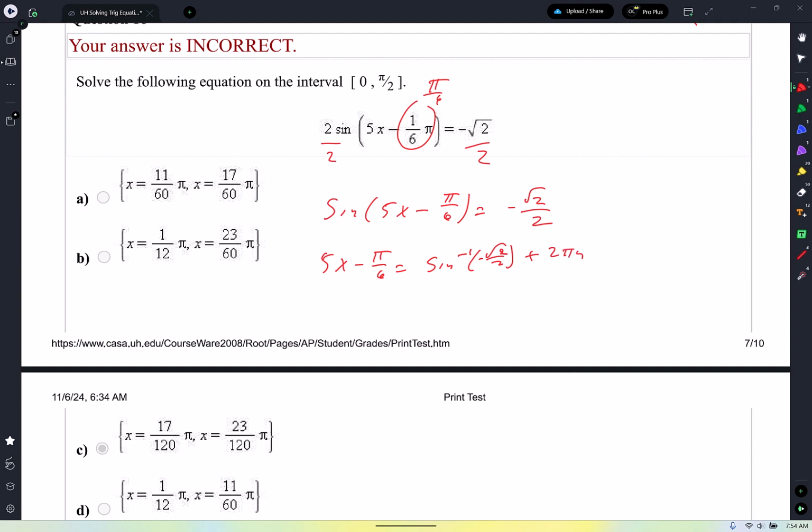And now what I'm going to do, I'm going to move this pi over 6 here to the right. And this one doesn't have a plus minus. So 5x equals pi over 6 plus arc sine of negative square root of 2 over 2 plus 2 pi n.